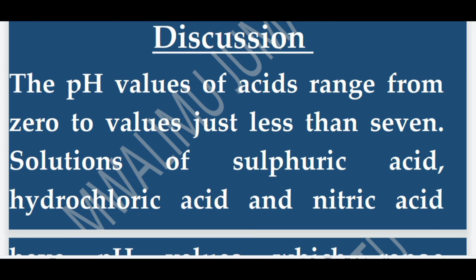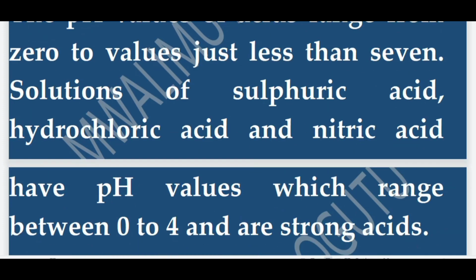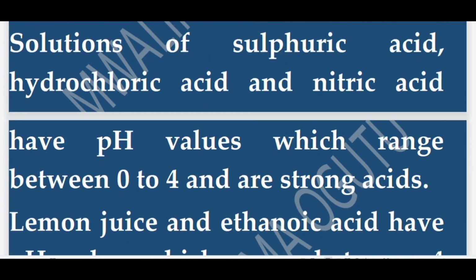The pH values of acids range from 0 to values just less than 7, like 6.9. Solutions of sulfuric acid, hydrochloric acid, and nitric acid have pH values which range between 0 and 4. So 0 to 4 are strong acids.